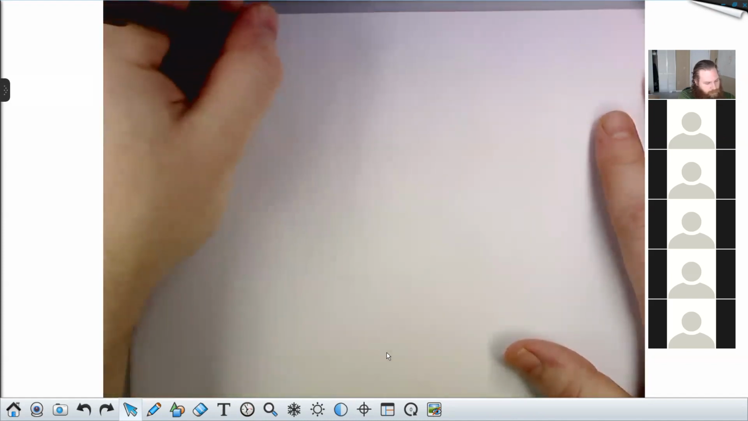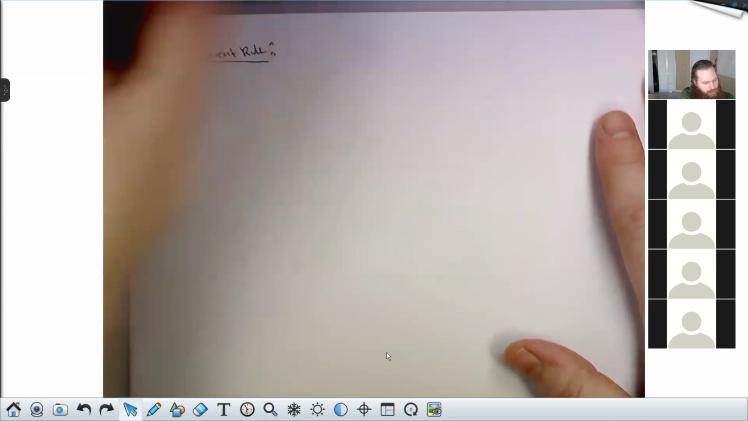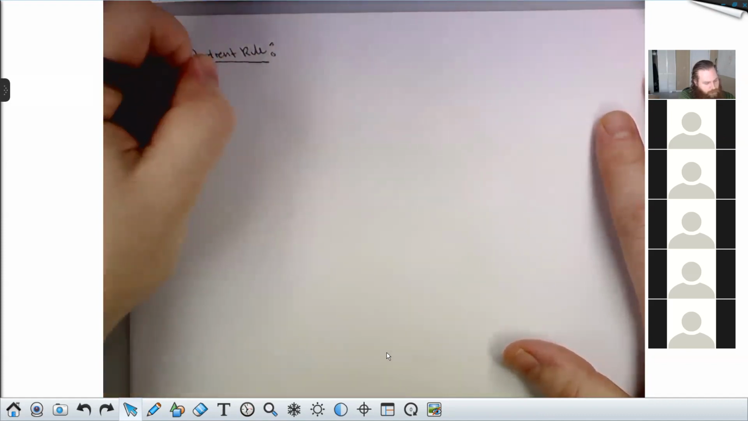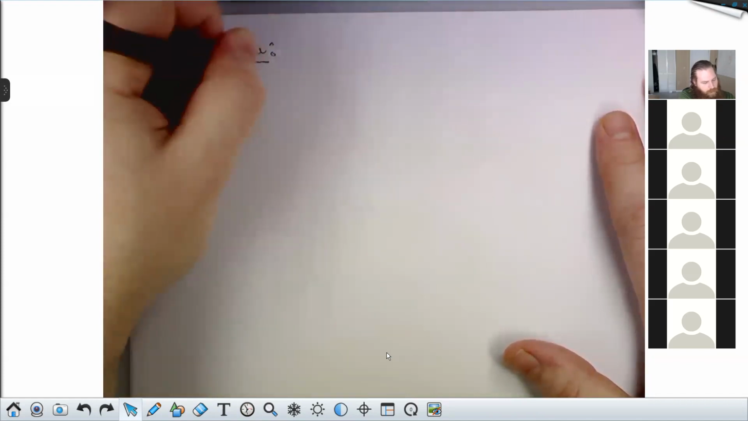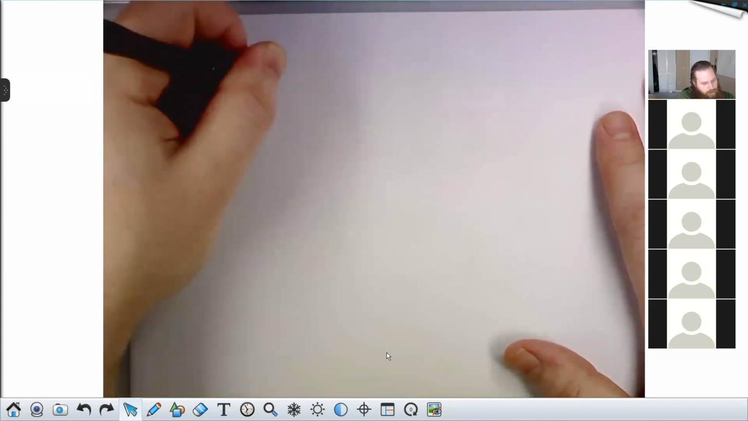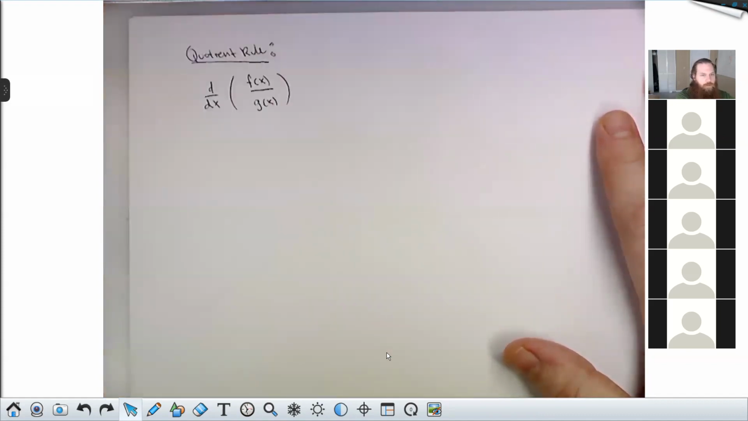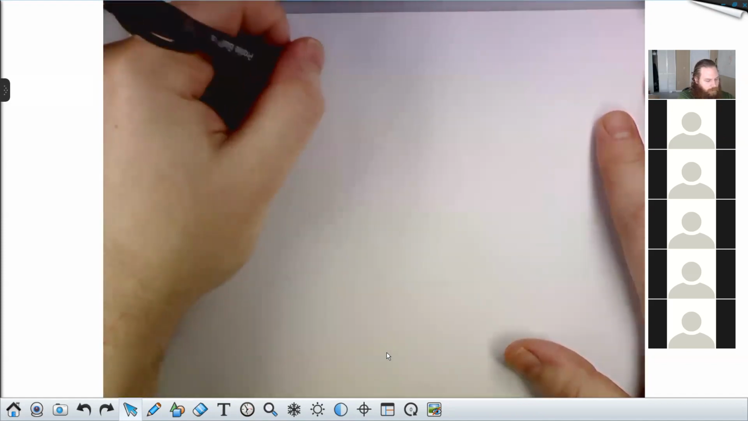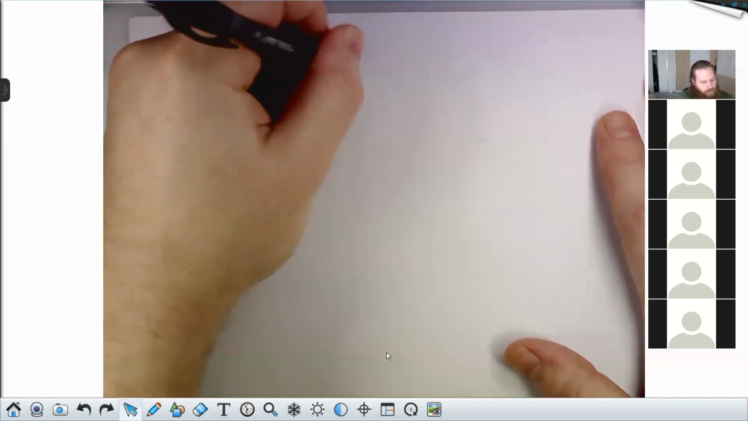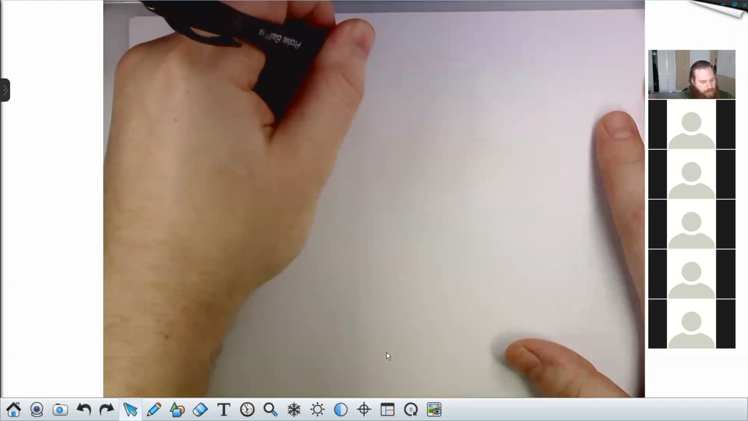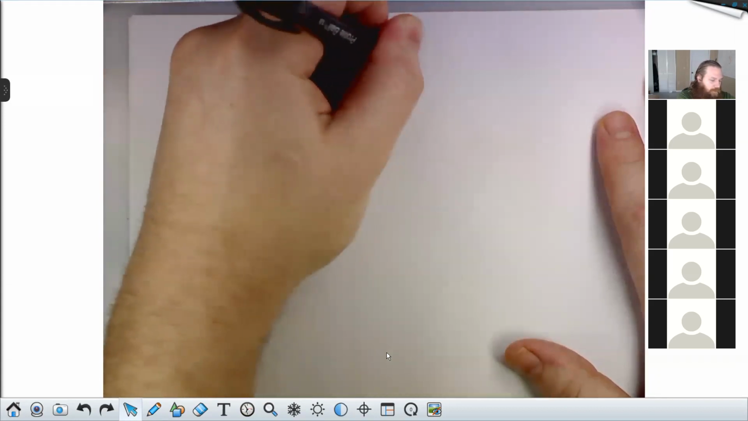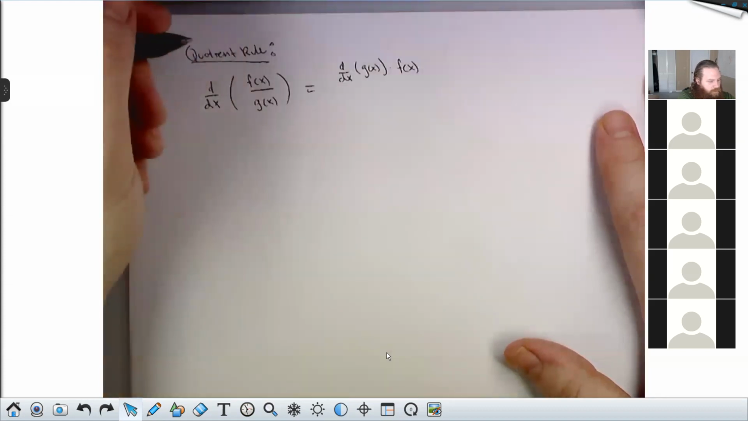This says that the derivative of f of x over g of x, so if you have a quotient of two functions like this and you want to differentiate the whole thing, then this is d dx of g of x times f of x. Oh wait.